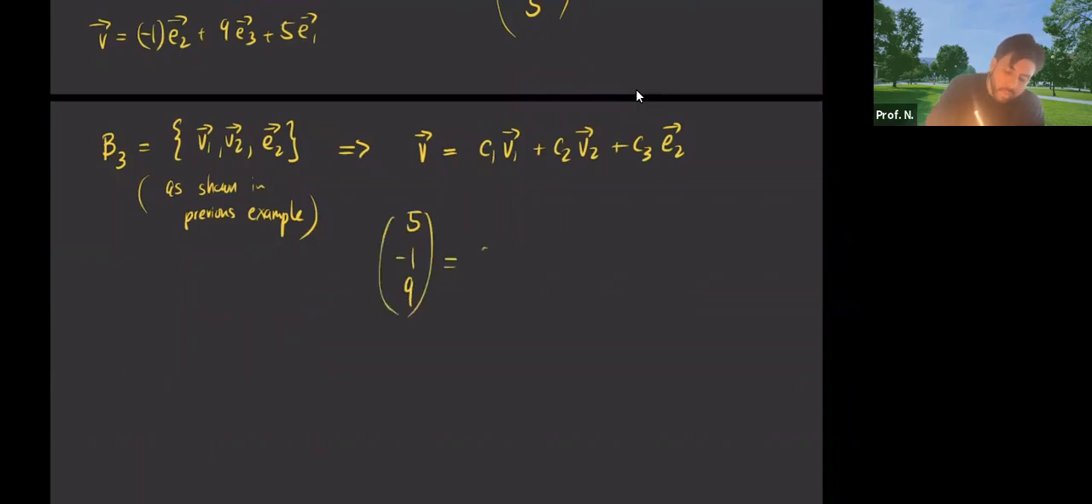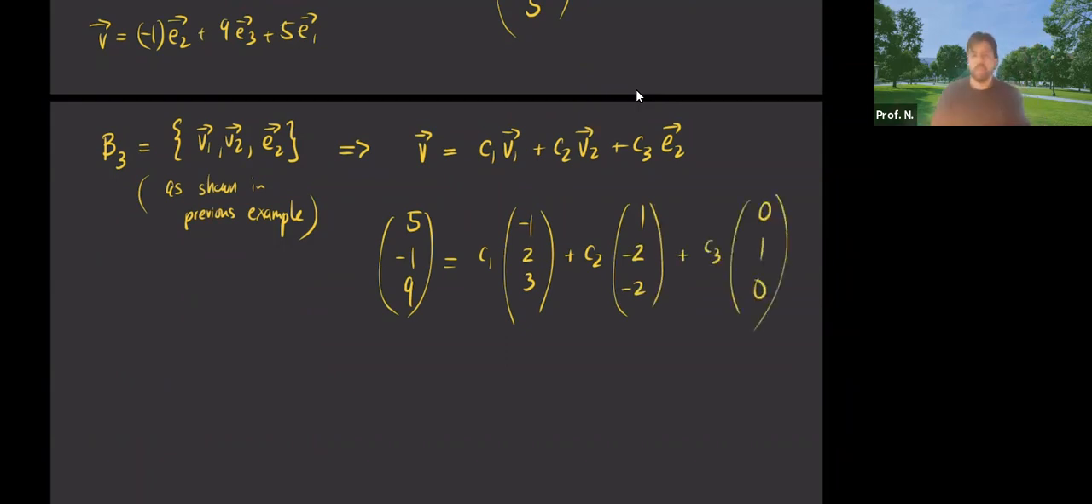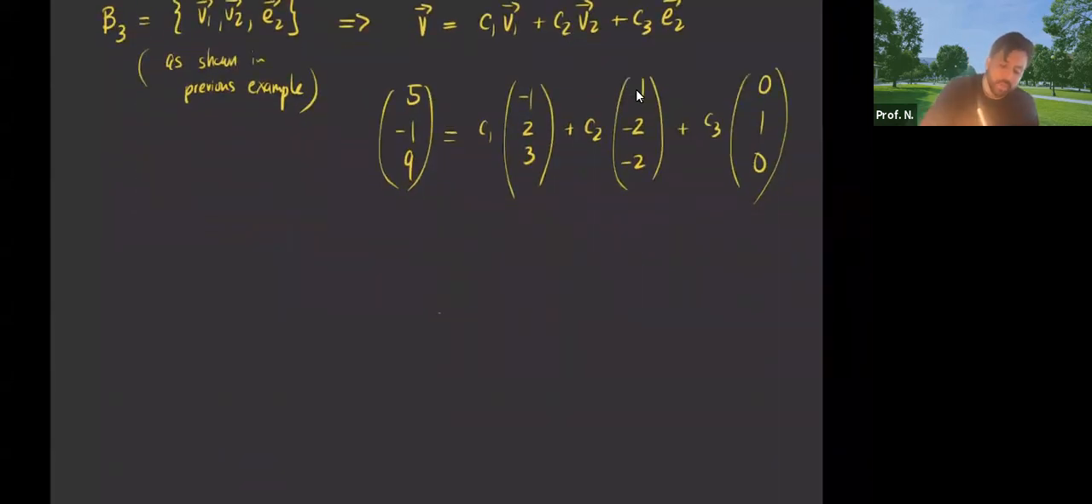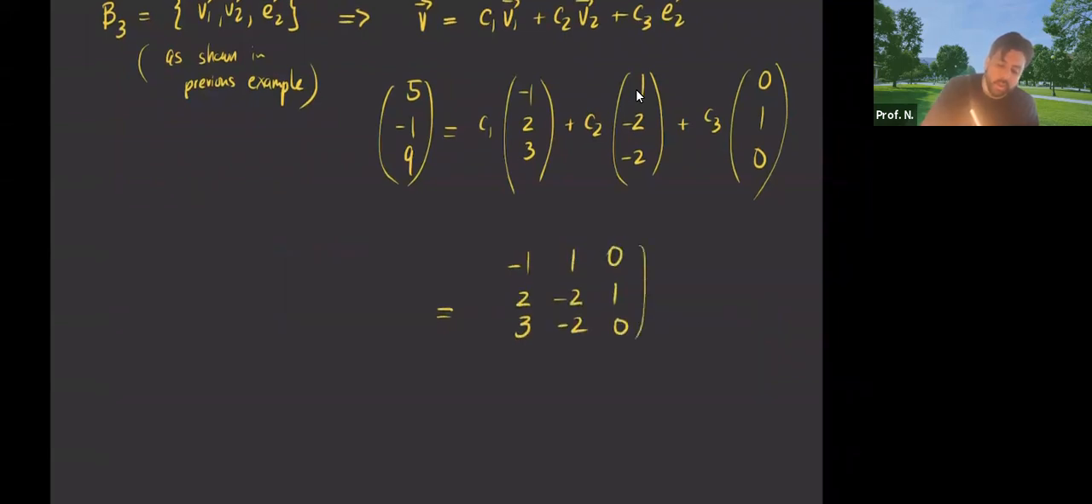What is V1? V1 was -1, 2, 3. What's V2? It was 1, -2, -2. And then what's E2? 0, 1, 0. What does this become? This becomes a matrix equation: -1, 2, 3, 1, -2, -2, 0, 1, 0, multiplied by C1, C2, C3, and this equals 5, -1, 9. Do you guys see that?